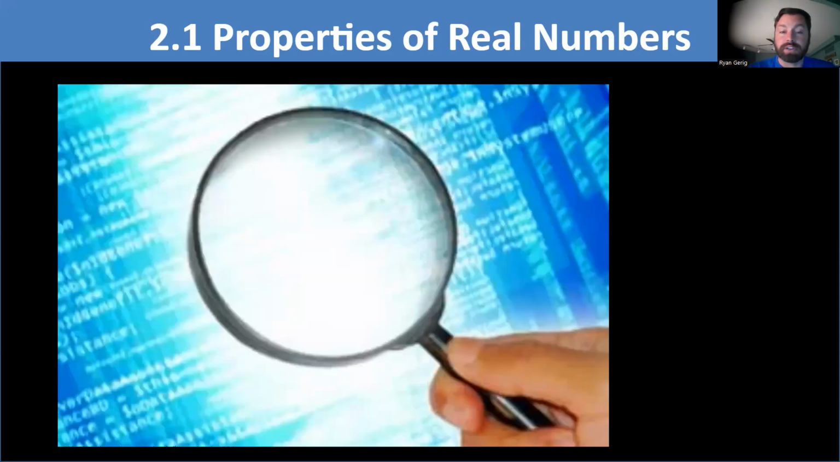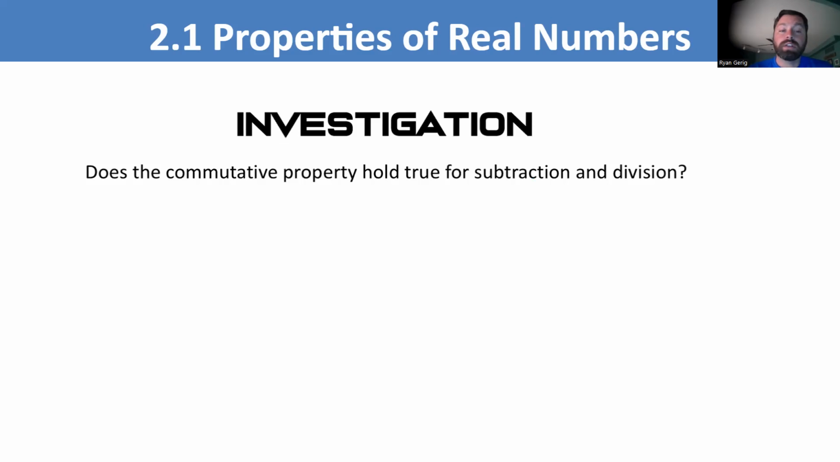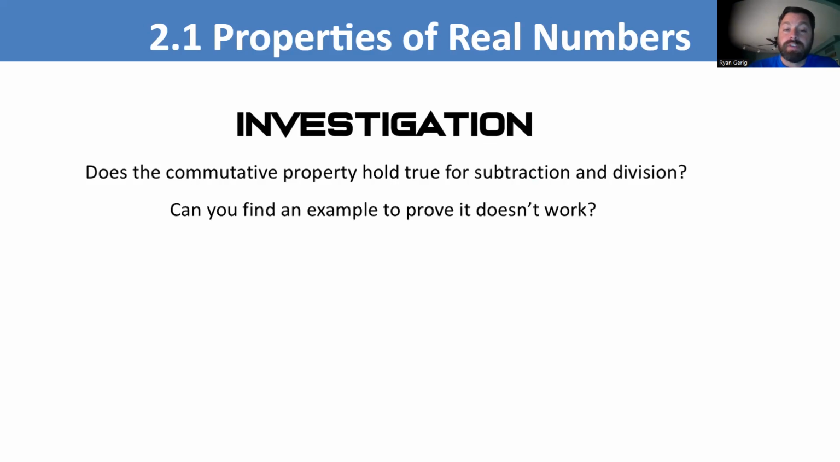Now we're going to do an investigation. Does that commutative property hold true for subtraction and division? Well, to see if it works, we're going to try an example, kind of like I did on the previous slide with the 1 plus 9 and the 9 plus 1 that we did with addition. It worked for addition. So what I want you to do is find an example, pick some numbers, and try subtracting them. Does it work? Doesn't it? Go ahead and pause the video. Try it.